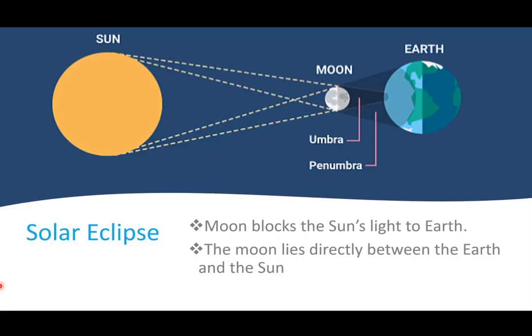Some other things that are associated with the motion of planets, we have our solar eclipse. So the solar eclipse is when the moon blocks the sun's light to Earth. This is when the moon lies directly between the Earth and the sun. So the moon would get in between the two, and it would create basically a dark spot that would travel across the Earth because there's no sunlight getting into that spot.